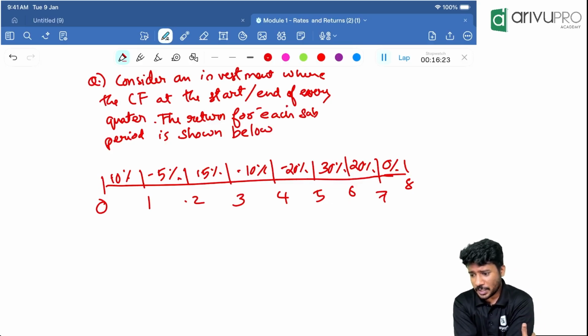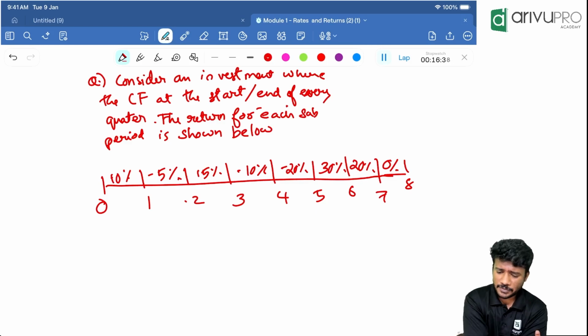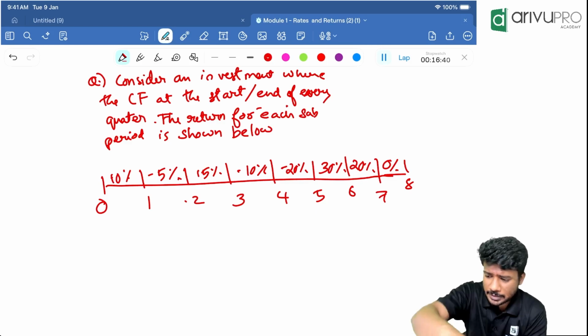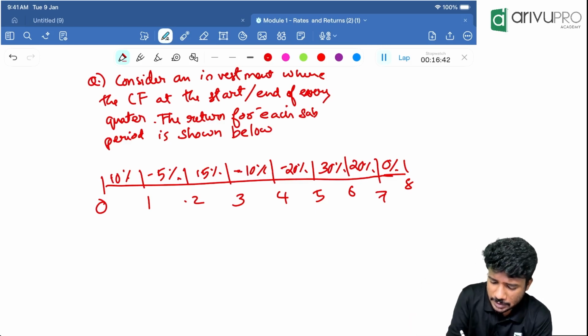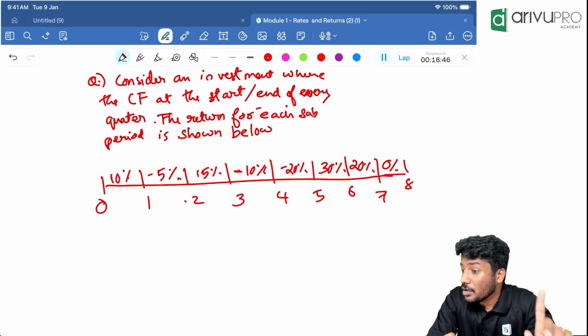For the first year, you can easily get HPR because for that specific time period, everything is given. So HPR for the first year will be how much? 1 plus 10% into 1 minus 5% into 1 plus 15% into 1 minus 10%, right? It is given as minus 10%. So multiply it and get me the return for the first year.